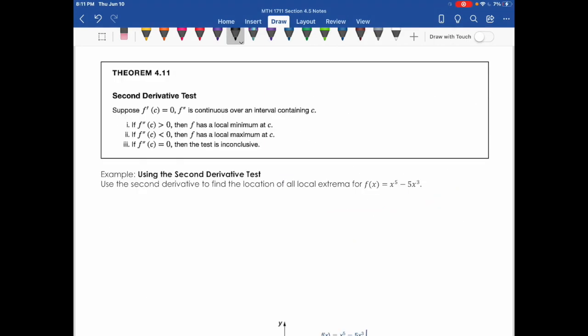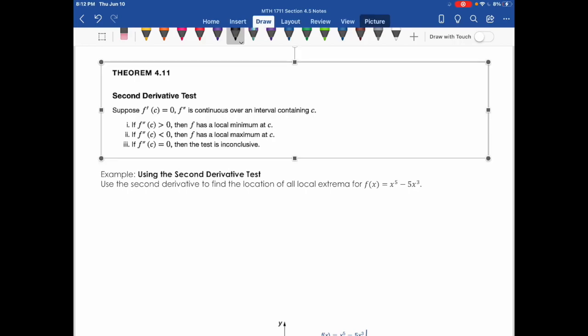Now let's talk about the second derivative test. The first derivative test helps us determine where there are local maxes and mins by looking to see where the function is increasing and decreasing. The second derivative test also helps us find where there are local maxes and mins, based on the concavity of the function on an interval.